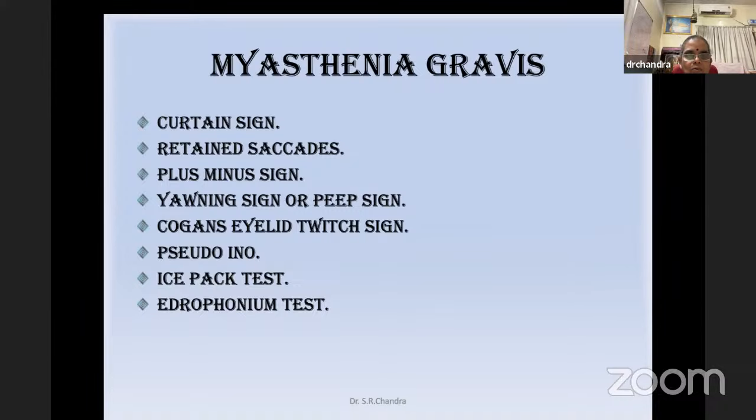And you can get a pseudo internuclear ophthalmoplegia. And you do the ice pack test on the eye for 5 minutes. That's the simplest test, and the oculomotor symptoms improve. And you have the neostigmine test and the edrophonium test. Edrophonium is not available, so these days we do the neostigmine test.